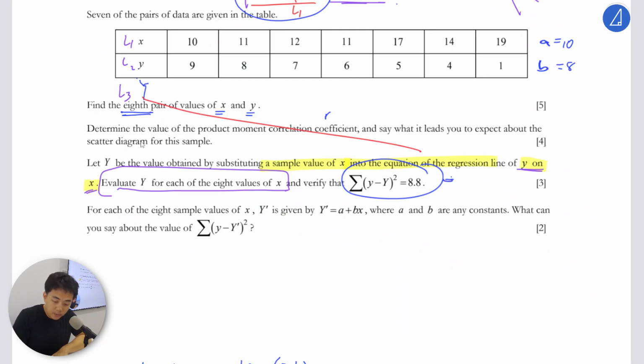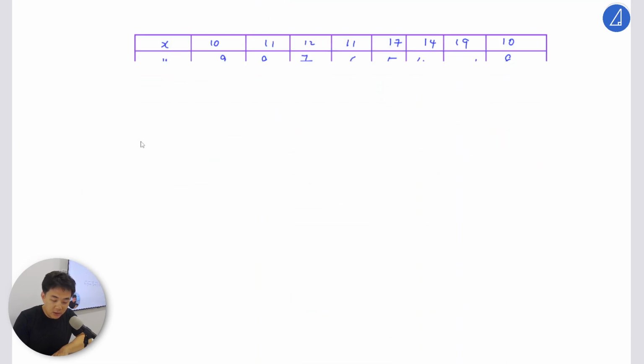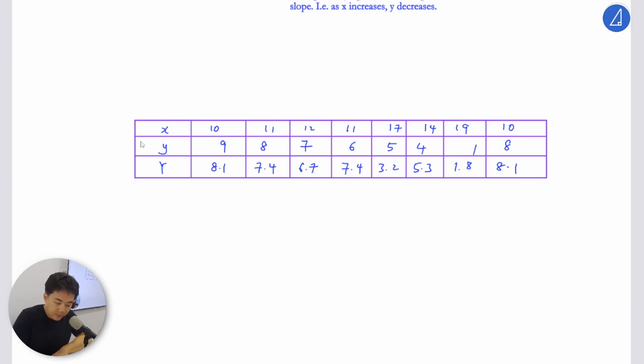This is the verify that this guy is 8.8, right? What you need to do is essentially just take y minus y, you square it, right? Then you just sum everything. Basically, you take this one minus this one, square it, this one minus this one, square it, and so on, right? So the idea is just square everything.